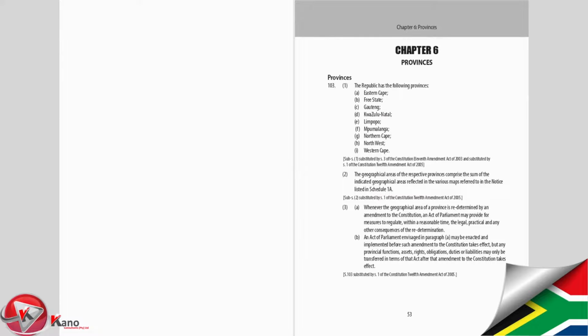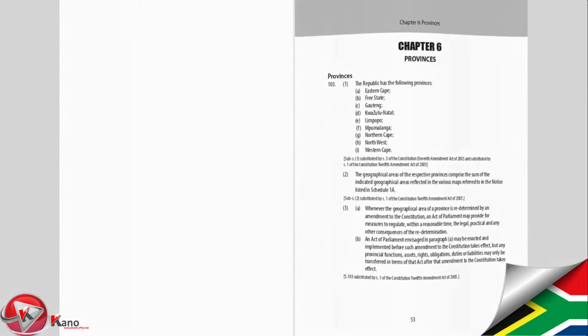This chapter also deals with the drafting of provincial constitutions. Chapter 6 also establishes the 9 provinces of South Africa, which are the Eastern Cape, the Free State, the Gauteng Province, KwaZulu-Natal, Mpumalanga, the Northern Cape, the Northwest, the Western Cape, as well as the Limpopo Province.